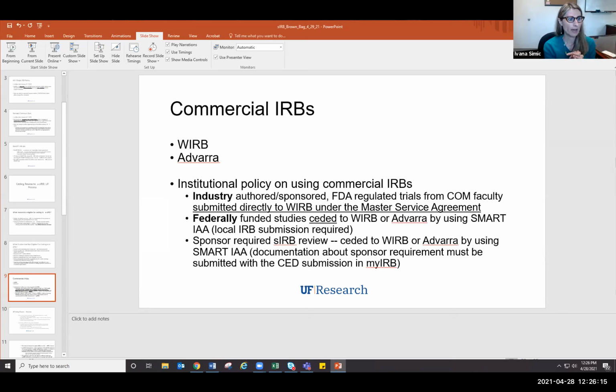For Advarra, the studies that would typically go to Advarra would be industry-sponsored studies where the sponsor requires a single IRB review. And these studies would be seeded to Advarra or WIRB by using SMART IAA. Documentation about the sponsor requirement, however, is required with your seeded submission, and it will be uploaded as miscellaneous attachments on the SMART forms in My IRB, and that would document that sponsor requirement for using the single IRB, which in effect would be grounds for granting an exception to the institutional policy about the use of commercial IRBs.